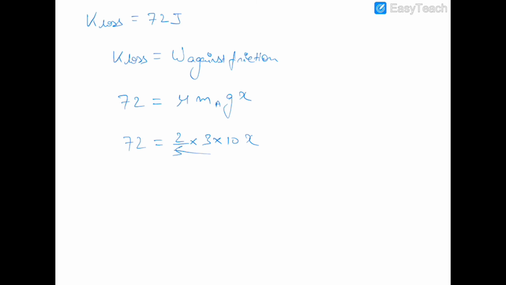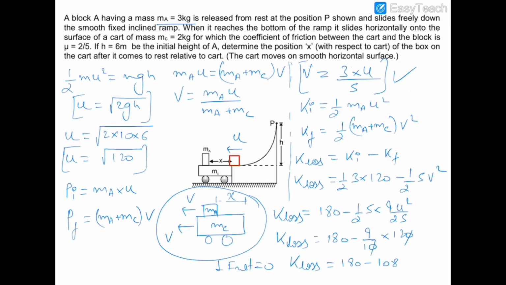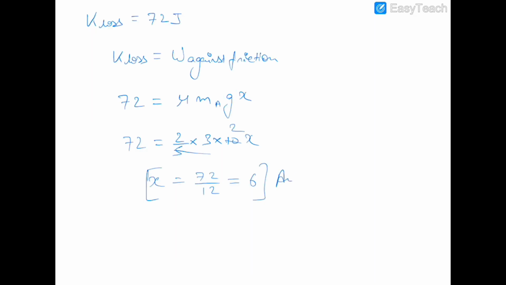So this is 2. So x is equal to 72 upon 12, and 72 upon 12 is I think 6. So x is equal to 6. We have to find out the distance x, and yes, x is equal to 6. This is the final answer. Now let's move on to the next question.